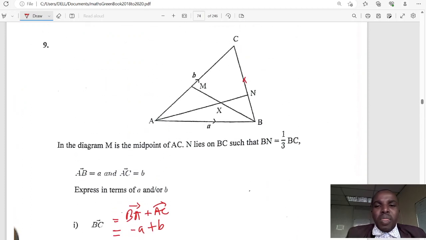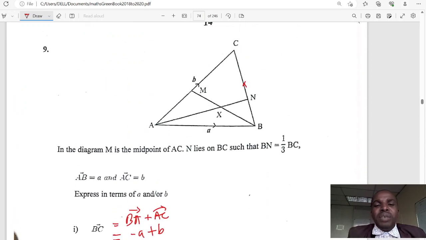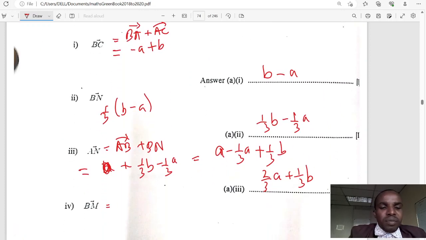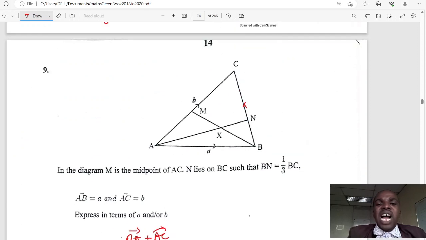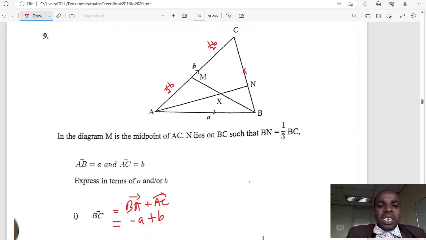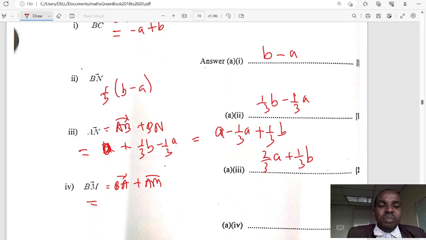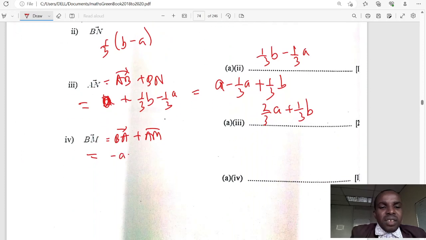Then next BM, B to M. BM you can say BA plus AM. BA is what? It's minus A. AM, M is the midpoint, so this AM is half B. Then MC is half B also. So it will be plus half B. So it's minus A plus half B, the same as half B minus A, like this.